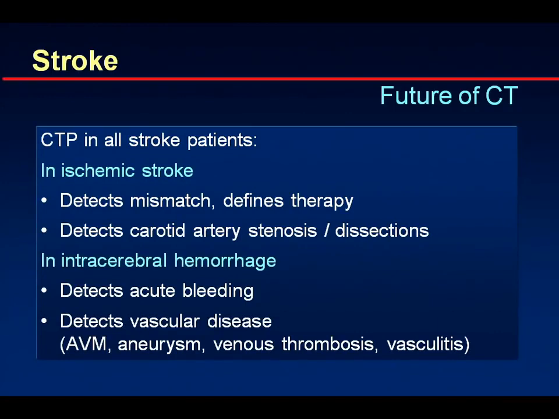Ischemic stroke we discussed, but also in intracerebral hemorrhage, it can be quite helpful because it detects acute bleedings and is immediately able to detect all vascular disease that you might find: AVM, aneurysms, venous thrombosis, and vasculitis. So it's a true one-stop approach to stroke imaging, and I strongly believe that this will be the future.